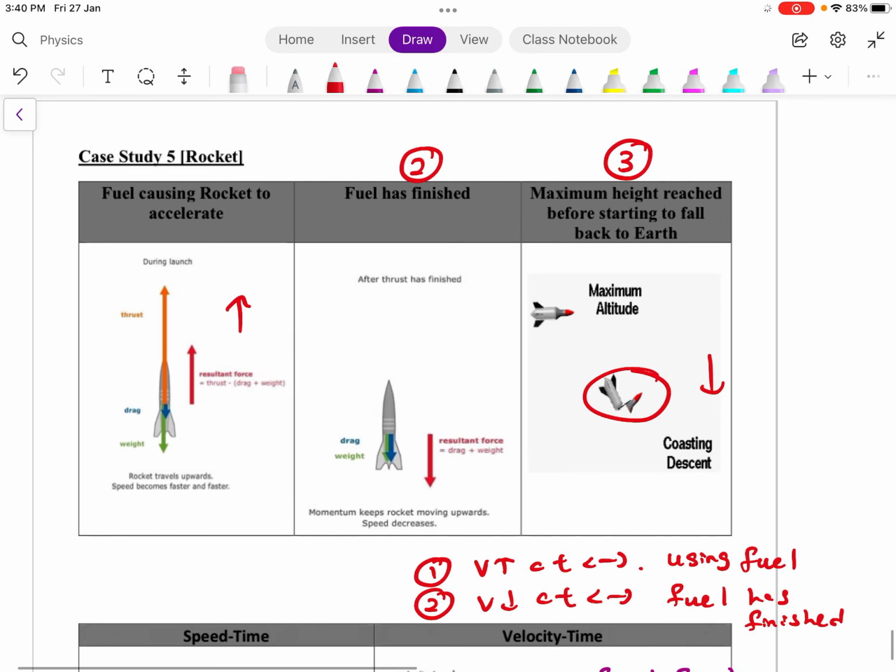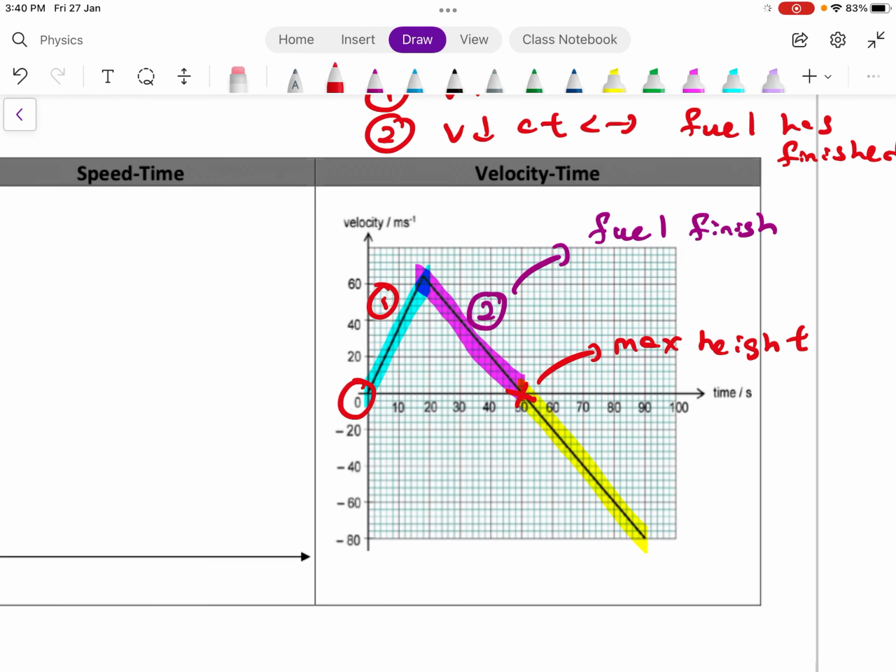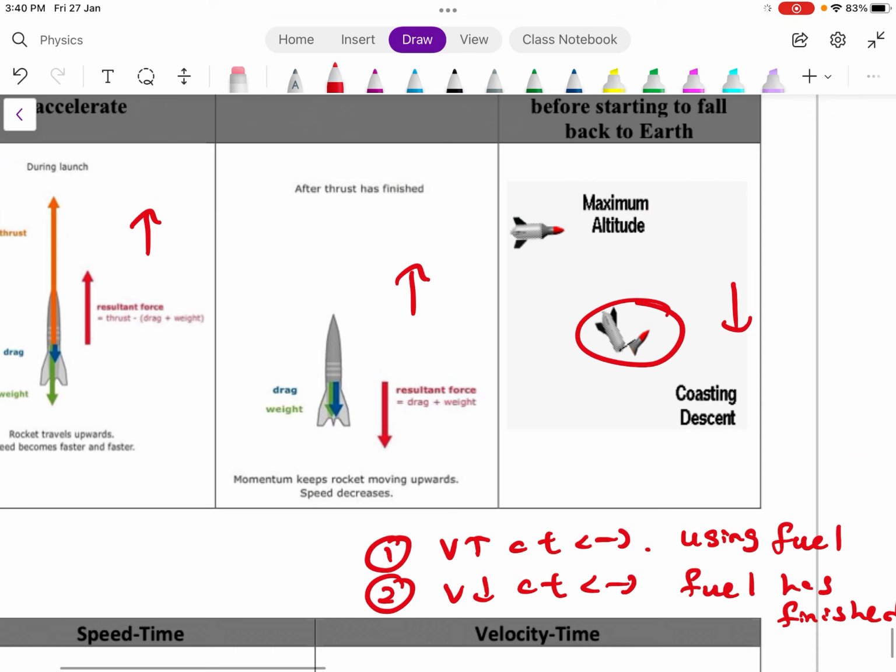So the second part, although you are not accelerating, because the fuel has finished, you are still moving up due to inertia. Maybe I talk about the second part. Before you finish using your fuel, your velocity is roughly 60 plus. Let's call it 60 meters per second. So at 60 meters per second, you finish using your fuel, but it will not fall suddenly.